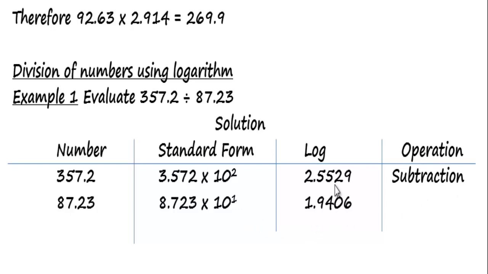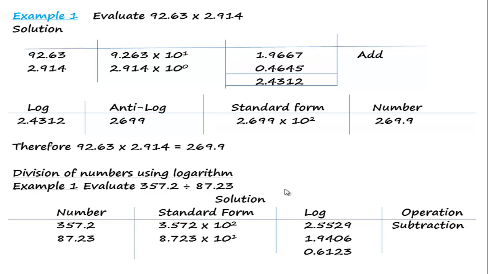Now you are going to subtract this one from 2.5529, which gives us 0.6123. So let's move on. Then you convert it into your antilog. You want to turn it back to the number: from number to log, and from log back to number. That's how to do it without a calculator. That's how you get your answer.